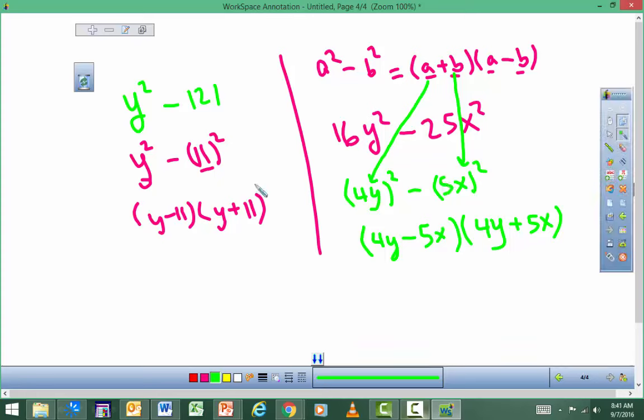So if b was 0 squared? If b were 0, well then you wouldn't have a difference of two squares. You'd have a squared sitting there. Did I answer your question?